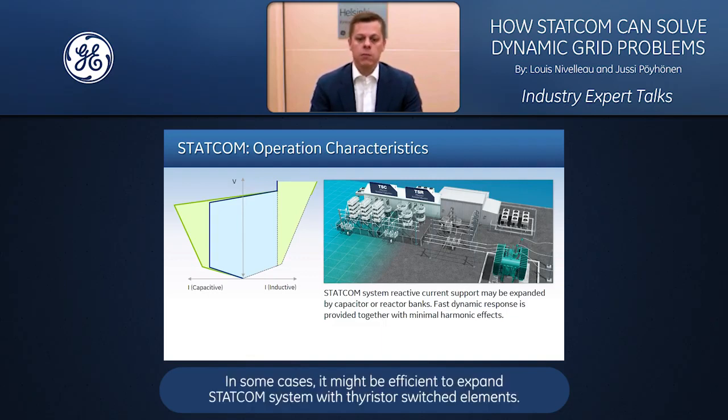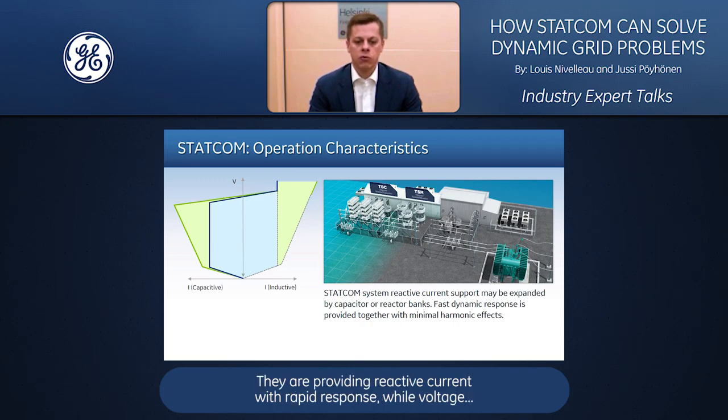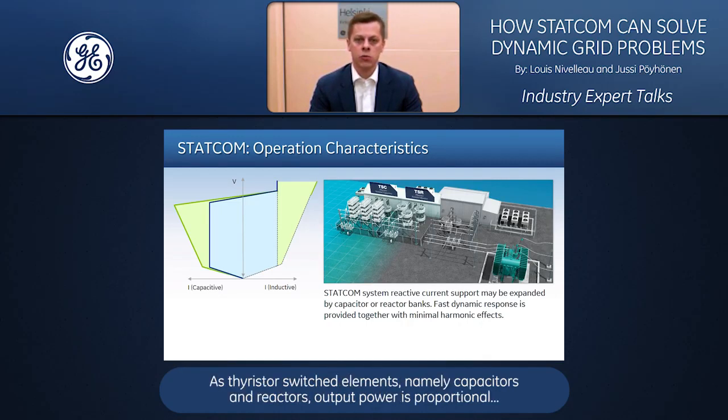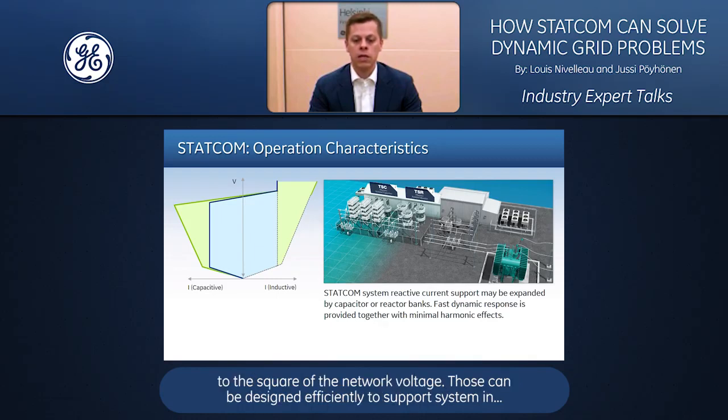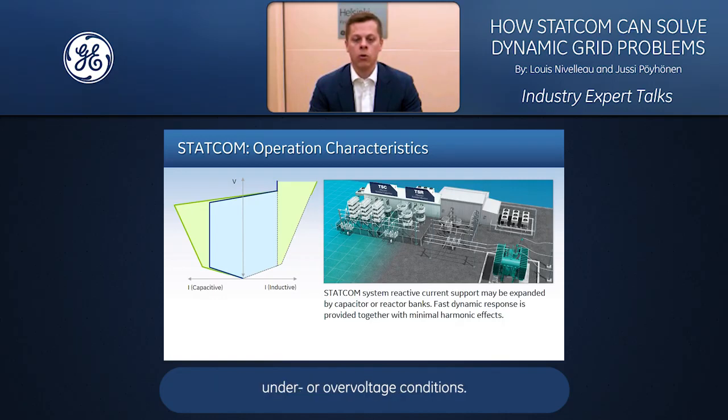In some cases, it might be efficient to expand the Statcom system with thyristor switch elements. They are providing reactive current with rapid response, while the voltage source converter is balancing the switching of thyristor switch elements. This way, harmonic current contribution in continuous operation is minimal. As thyristor switch elements, namely capacitors and reactors, output power is proportional to the square of the network voltage. Those can be designed efficiently to support the system in under or over voltage conditions.